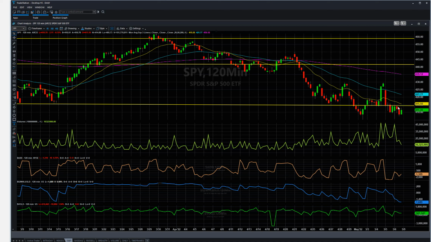Now, 415 is important resistance now in the Spiders. Trading above that would then suggest the potential to test this 430 area, which is the high of this day and this day. So this is a pretty significant time that we're in terms of the stock indices.